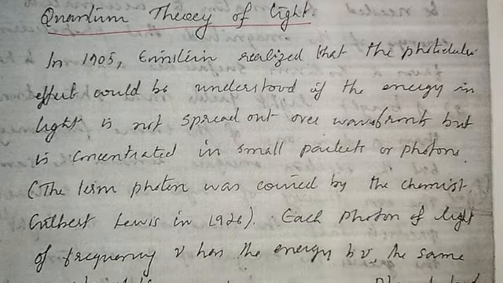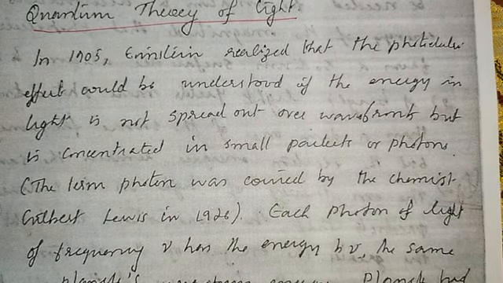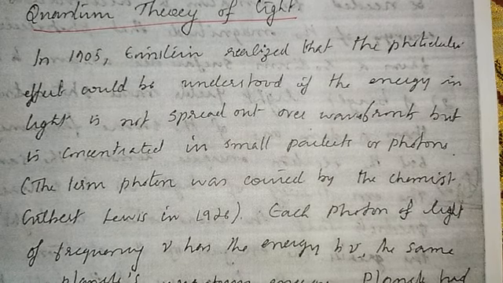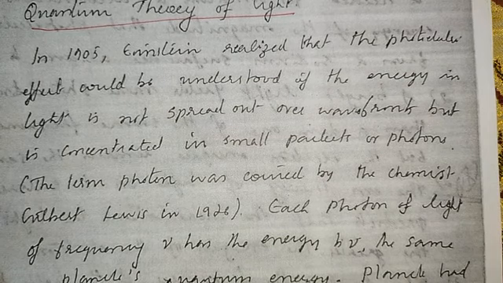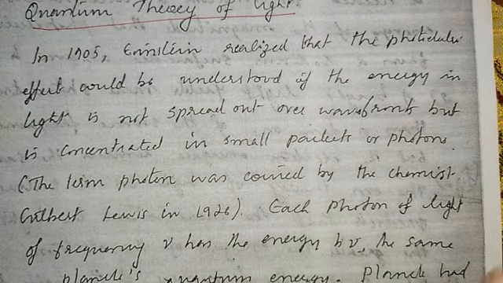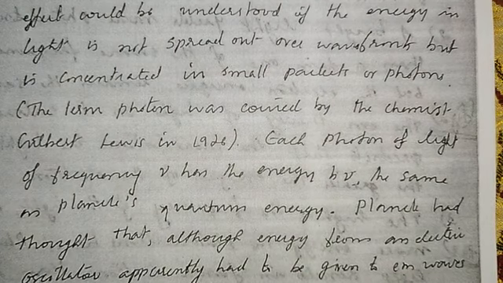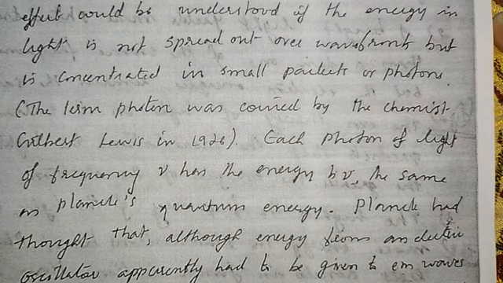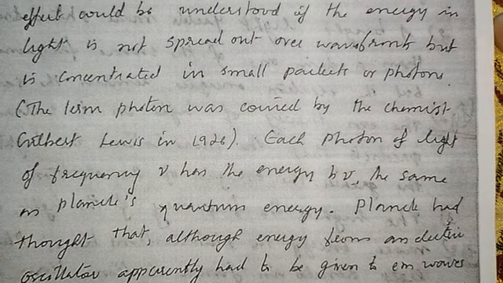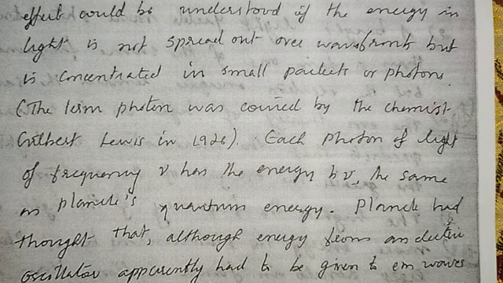In 1905, Einstein realized that the photoelectric effect would be understood if the energy in light is not spread out over wavefronts but is concentrated in small packets or photons. Each photon of light of frequency nu has energy h nu. We explained the phenomenon of photoelectric effect using the wave theory, that is, we said that the energy is distributed across the wavefronts and it is imparted to the electrons of the metals. It is not adequate, that is clear from our experimental observation.